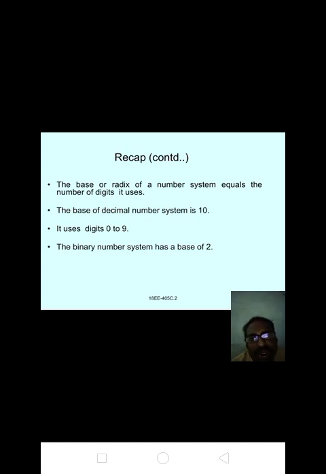The base or radix of a number system equals the number of digits it uses. The base of a decimal number system is 10. It uses digits 0 to 9. The binary number system has a base of 2.